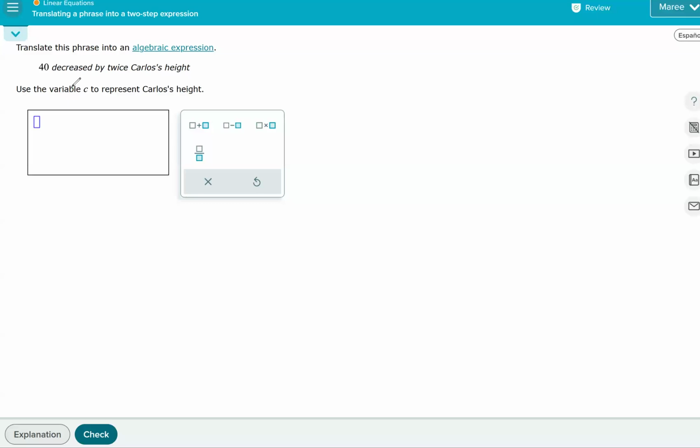So 40 decreased by. So it's not less than twice Carlos' height, it's decreased by. So because 40 is the one being decreased, that has to go first. So 40 is decreased by, so we're going to subtract twice Carlos' height. So twice means times 2, and we have to use that C right there. So twice means 2 times, just like on the last problem. So it would be 40 minus 2C.